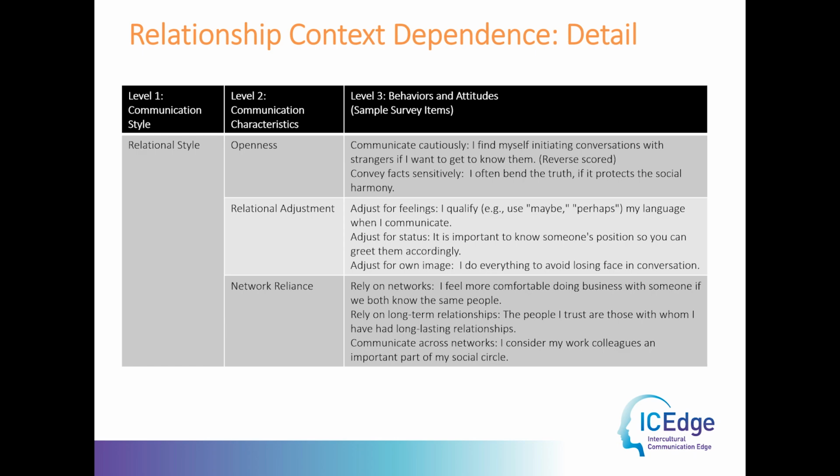Adjusting for status, a sample item is: it is important to know someone's position so you can greet them accordingly. And adjusting for own image, a sample item is: I do everything to avoid losing face in conversation. The level 2 component network reliance is comprised of 3 scores at level 3. Relying on networks, a sample item is: I feel more comfortable doing business with someone if we both know the same people. Relying on long-term relationships, a sample item is: the people I trust are those with whom I have had long-lasting relationships. And communicate across networks, a sample item is: I consider my work colleagues an important part of my social circle.